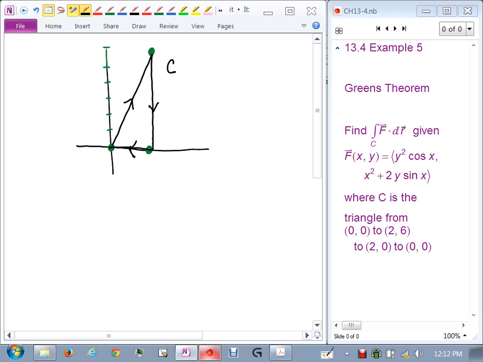Somebody tell me what I should do first. And I want you to think about the big picture here, okay? What should I be doing first? I'm being asked to find the line integral over a vector field on this curve. What's the first thing that pops into your mind?